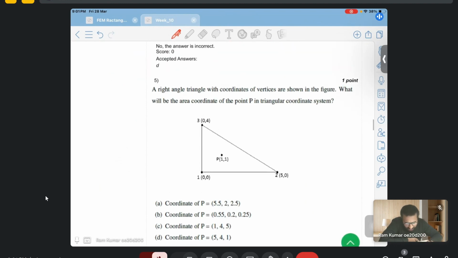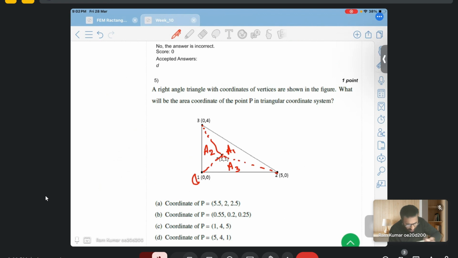Now question number 5. Can you solve this? Wait a few minutes. We can find out by a1 by A, the area for the first one, then a2 by A and a3 by A. So this is node 1, and the area opposite to node 1 will be A1, opposite to node 2 will be A2, and opposite to node 3 will be A3. Then we divide every area by the total area A.